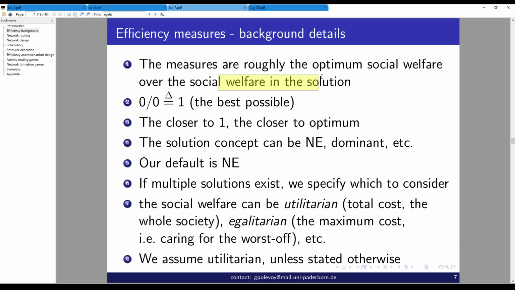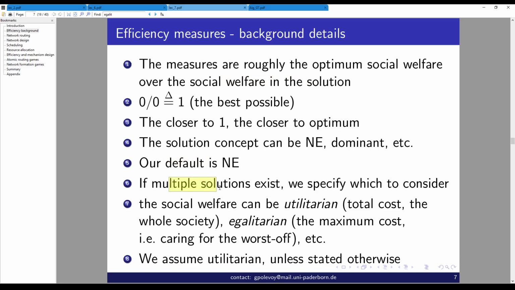I remind you that a solution can be any group of strategy profiles which we assume are reasonable to expect, are somehow stable. It can be Nash equilibrium, it can be strict Nash equilibrium, it can be a strict dominant strategy profile, it can be something else. Mostly we are going to look at Nash equilibria, but this all can be defined generally. Our default is Nash equilibria.